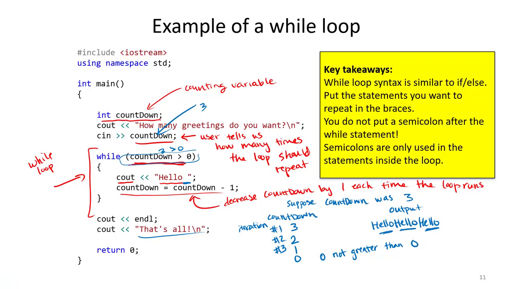So key takeaways here. As we saw, while loop syntax is similar to if-else. We put the statements we want to repeat in braces. If you have just one statement that you want to repeat, you do not have to use braces. Notice once again, there's no semicolon right after the parentheses and the while, but we do use semicolons after each statement inside our while loop.